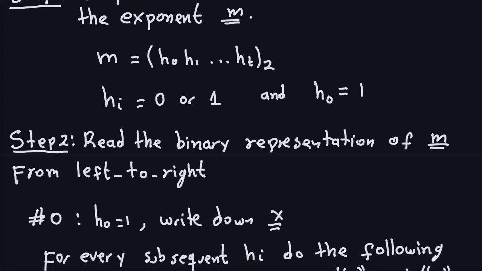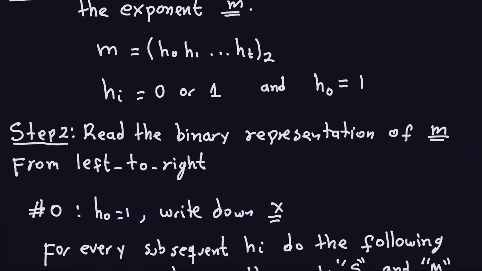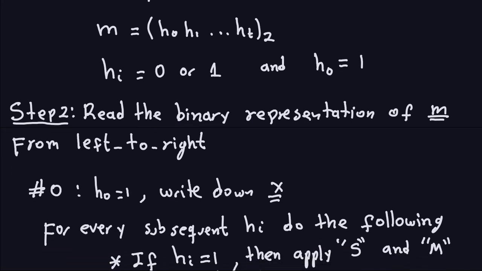And so if you start with a0, the only thing you're going to do is write down the base x, which is the base for the exponentiation. Every time you go after it, so for every subsequent hi, we're going to do the following thing. We're going to do always x squared, a multiplication or a square.